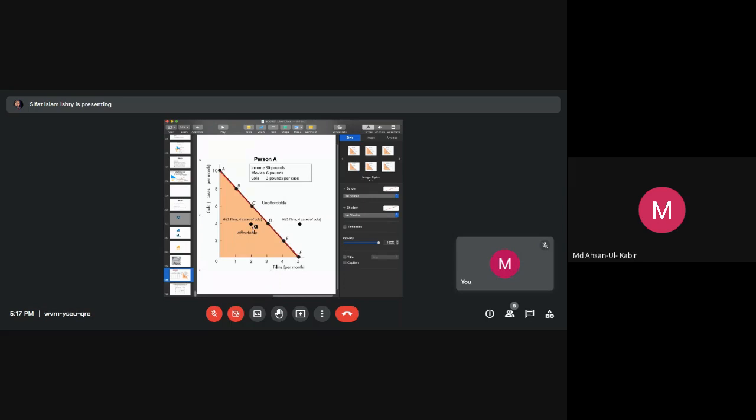And এখানের মধ্যে আমরা কি দেখছি? There is a point which is telling us that at point G, the person A is seeing 2 films and having 4 cases of cola. যদি তাই হয়ে থাকে, that means the person is not utilizing this amount of budget. He's saving this amount of budget. He's not utilizing this full amount of budget.